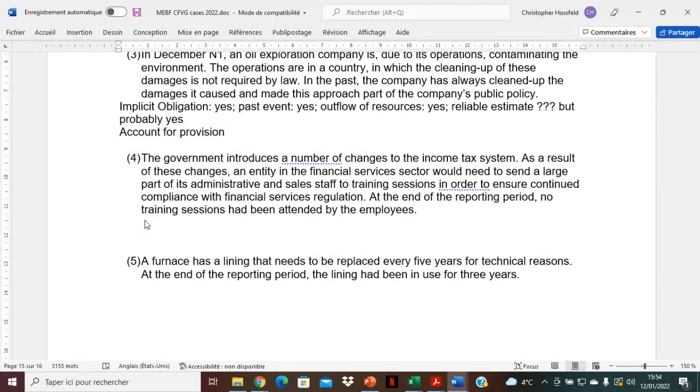Okay, so in order to keep the license of the company and so on, and continue selling the products, I need a compliance requirement. For this, I need to send employees for training. These training sessions obviously have a cost. And the question is, should I set up a provision to cover this cost? Well, we need to check the 4 criteria. Is there an obligation to do the training for my staff?